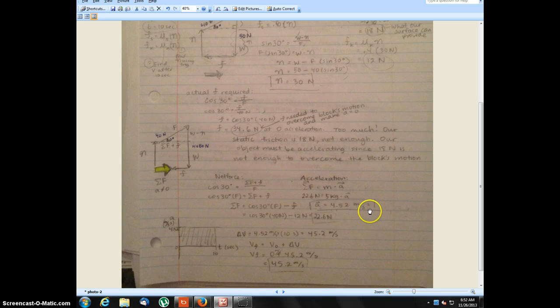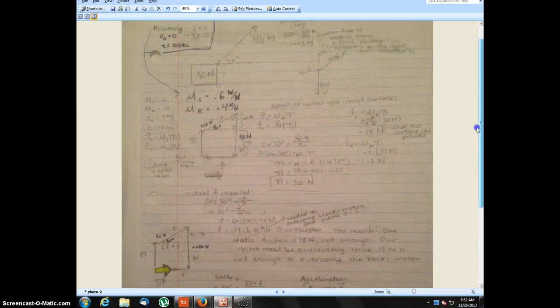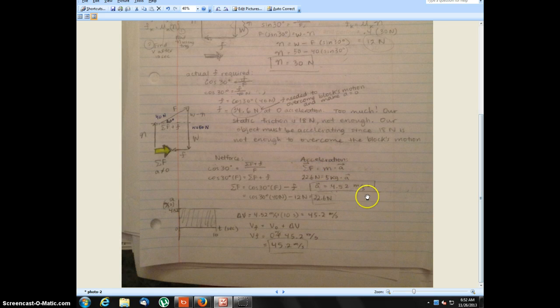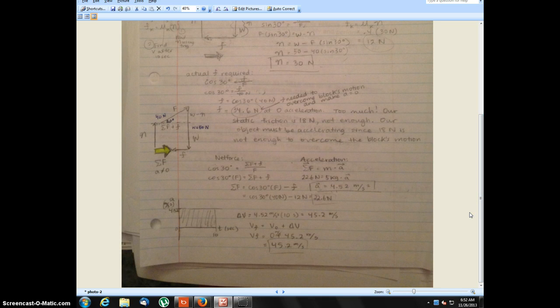Now that we have our acceleration, we can go back to what Mr. Day wanted us to find out, which is our final velocity at time t equals 10 seconds. Okay, so we don't know our final velocity, but we know our initial velocity, 0 meters per second. So now that we have our acceleration, we can draw our acceleration graph, and we can get our change in velocity, which is just the area under the acceleration graph. And we get 45.2 meters per second.